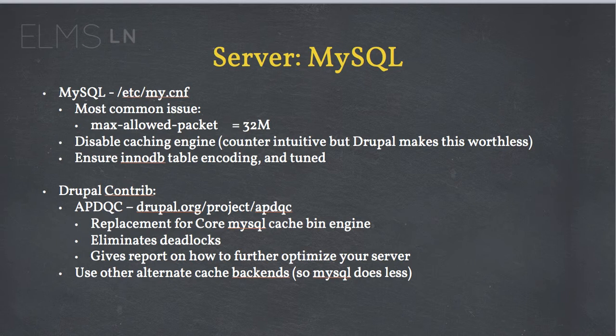And so what APDQC does is it does asynchronous reads and writes to cache tables, and does some other crazy, tricky stuff like emptying tables by renaming them and things like that, which really just crush deadlocks. It's pretty awesome. It also gives a report on how to optimize your server further with, like, copy this command, paste it here type of feedback, and has button clicks to optimize tables and things. So highly recommend using it and looking into it if you're still in Drupal 7 land, as so many of us are.